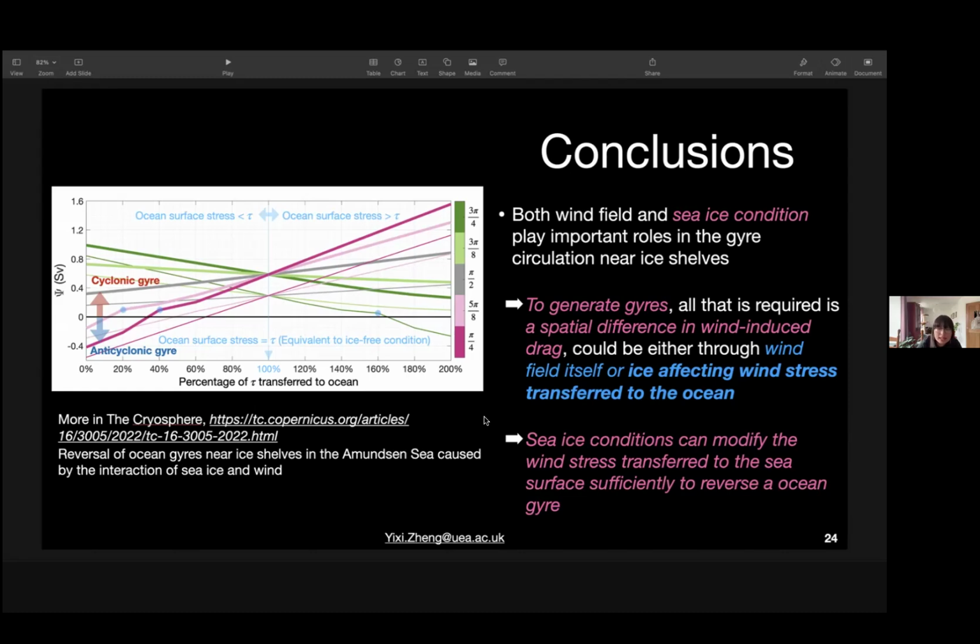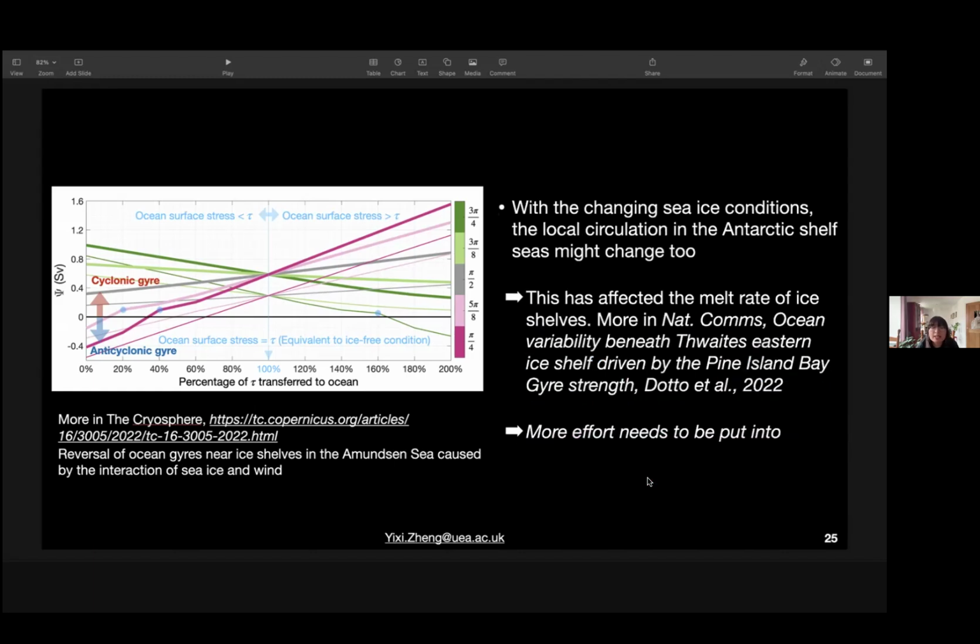And then another thing that we notice from this work is that sea ice condition can modify the wind stress transfer to the sea surface sufficiently to just change a gyre direction, not just the gyre strength. And why do we care about those results? It's because with the changing sea ice condition in the changing climate, the local circulation in the Antarctic shelf might be changing too as a result of the changing sea ice condition.